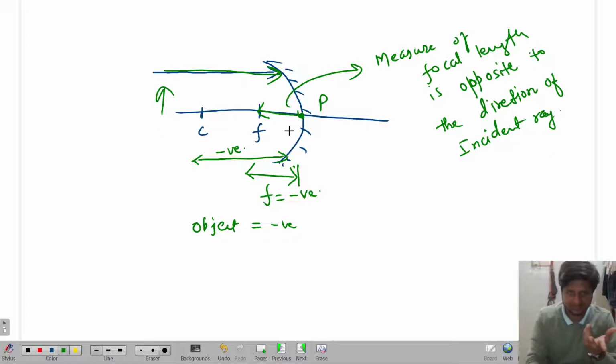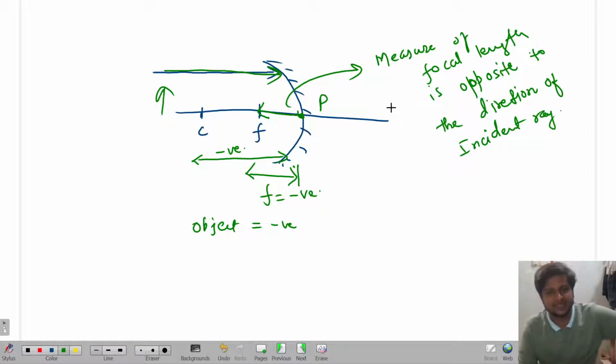But the image distances, it depends. If the image is forming towards the left side, it will be negative. If the image is forming towards the right side, the image distance will be positive for the concave mirror.